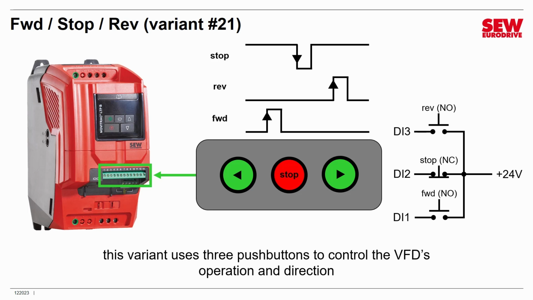Then a little later, the reverse button is pressed. It generates a rising edge, and the VFD runs in the counterclockwise direction. That is push button control. Pretty simple, pretty logical. You've probably seen this in certain applications. So let's see how this variant is set up.